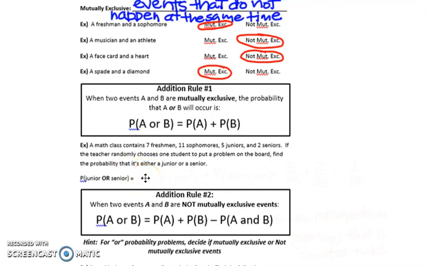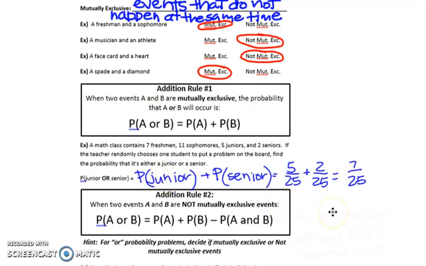So for our example, we have a math class. It contains 7 freshmen, 11 sophomores, 5 juniors, and 2 seniors. If we're randomly picking a student to put a problem on the board, what's the probability of being a junior or a senior? So it's the union of these. Well, these are mutually exclusive. You cannot be both a junior and a senior, so we're allowed to use the addition rule right above. The probability of being a junior plus the probability of being a senior: there are 5 juniors out of 25 students, and 2 seniors out of 25 students, so together it is 7 out of 25.